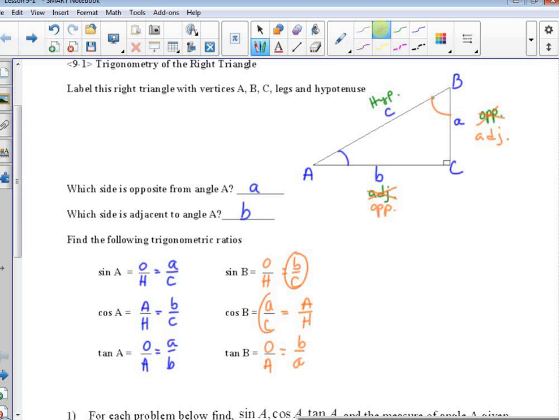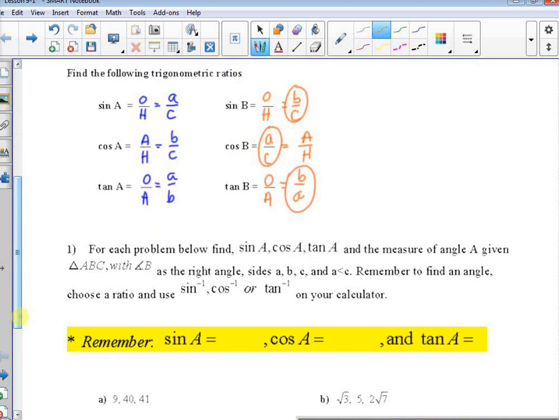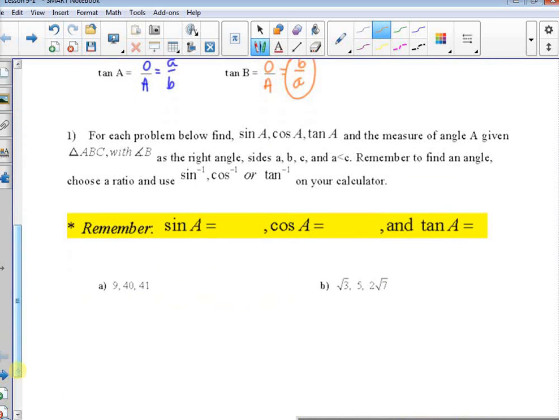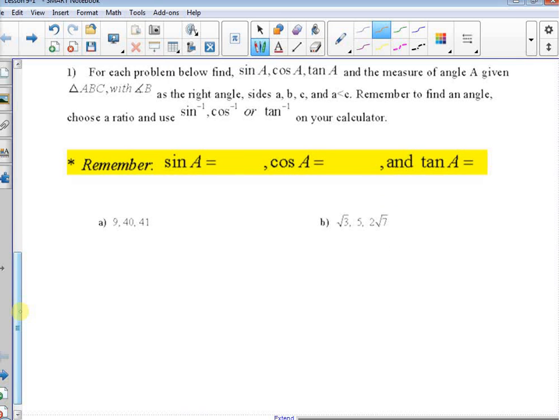So on these I kind of wrote them a little backwards, so there we go. Okay, for each problem below, find sine, cosine, tan, and the measure of angle A given. Okay, so here we go. And here's talking about what you use to find an angle: second sine, second cos, second tan on your calculator.